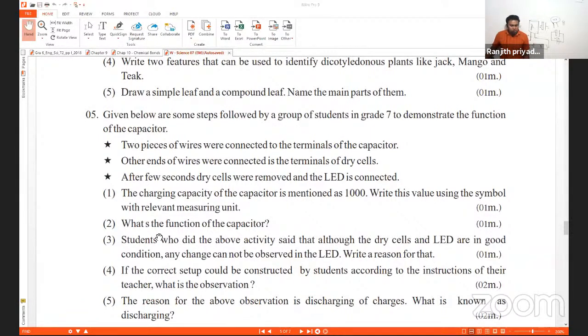What is the function of a capacitor? To store static electric charges.